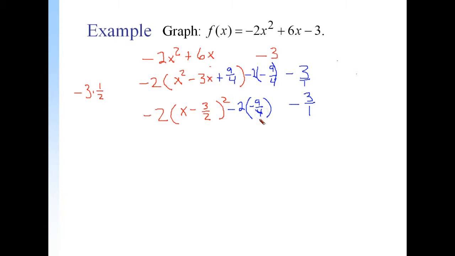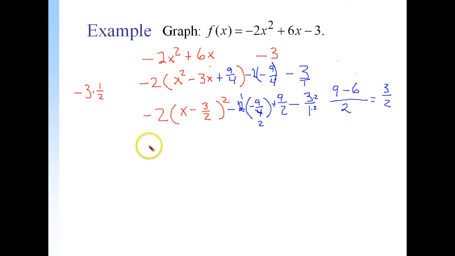Well, 4 will go into there, 2 go in there once, this goes twice. So I end up here with a positive now 9/2. That's better. So now I have to add these two together. So my common denominator is going to be 2. This is 9/2 minus, I'm going to multiply that by 2. This becomes 6. And this becomes then 3/2.